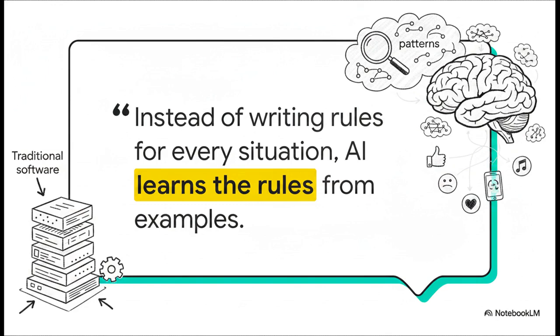You see, traditional software is incredibly rigid. Think about the apps you used maybe 10 years ago. A programmer had to sit down and write explicit manual rules for every single thing the software did. You know, if A happens, then do B. But artificial intelligence operates entirely differently. It learns the rules on its own by analyzing vast oceans of data and identifying patterns within that noise.